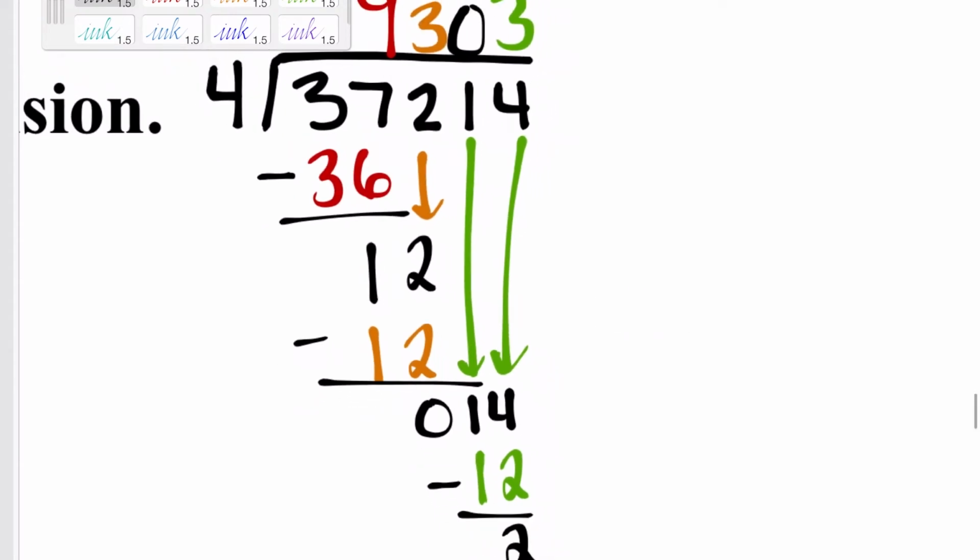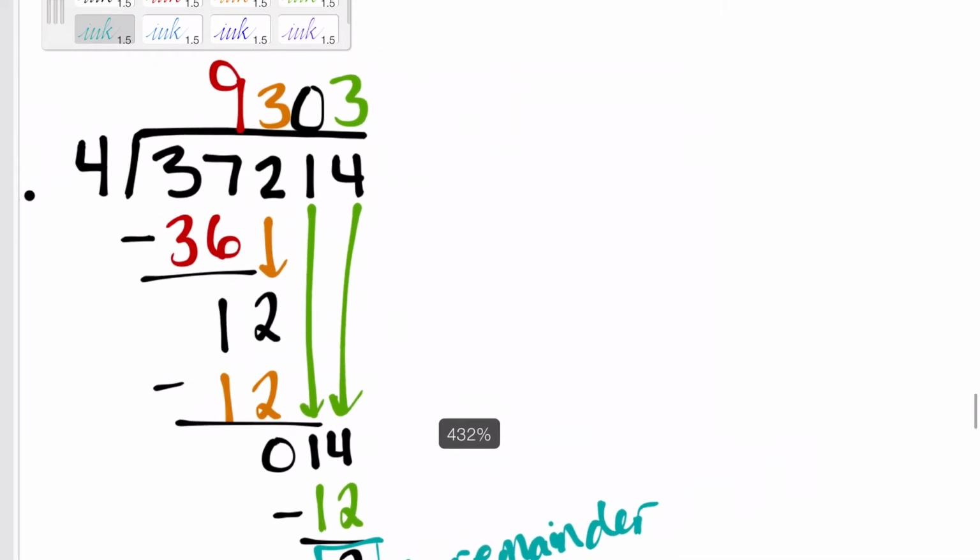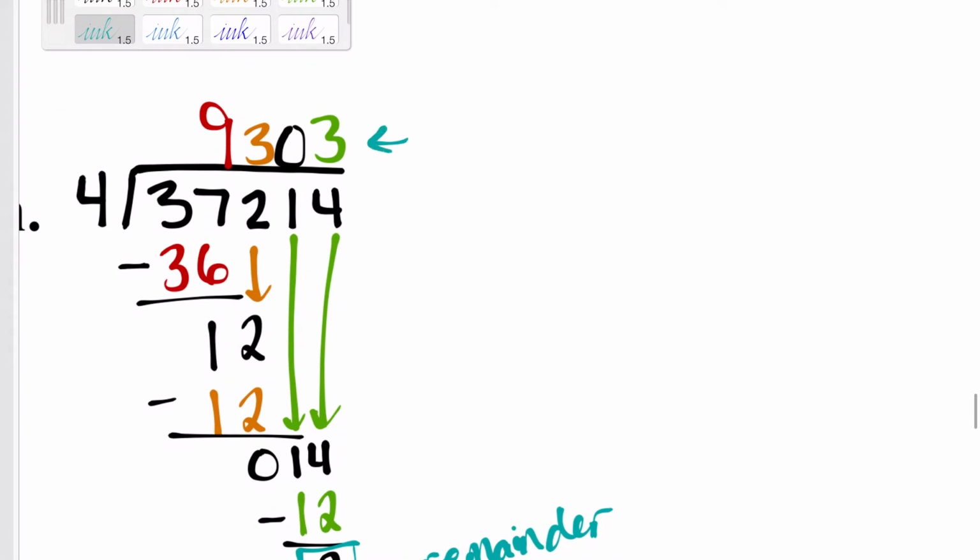There's nothing else that I can bring down. So that's when we start to get into decimals, or our remainder is going to be this number over our original divisor. So my final solution, I always look at the top for my solution, is 9,303 and 2/4, which is just a half.